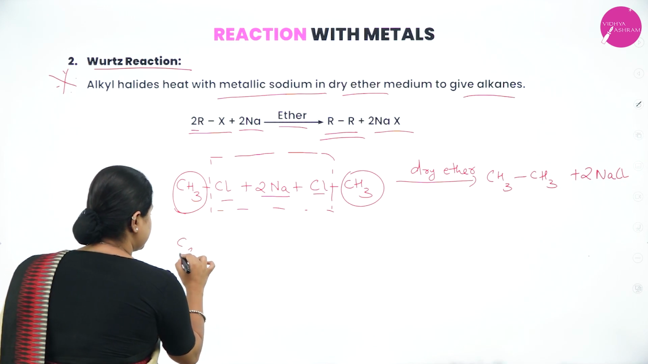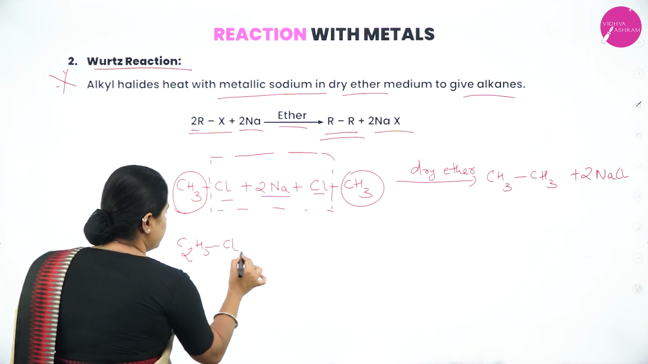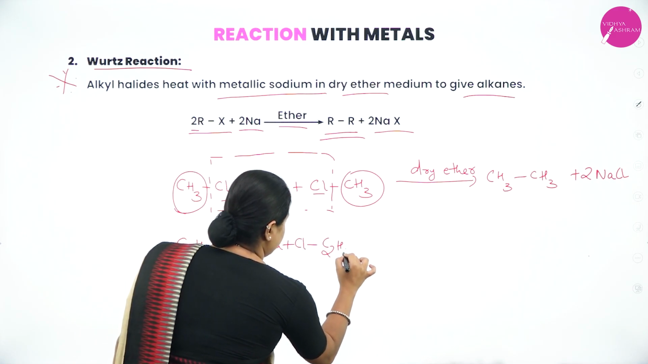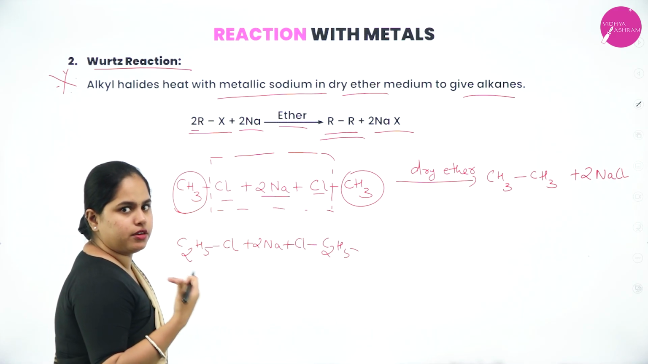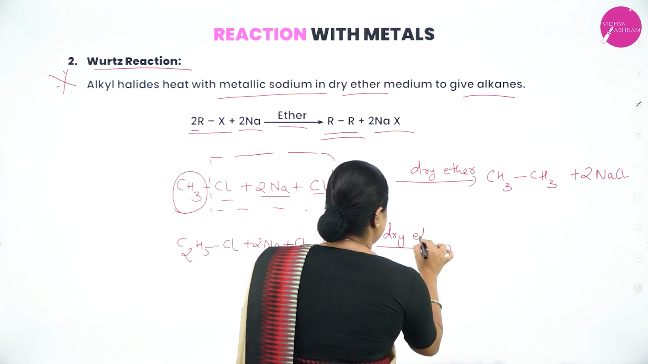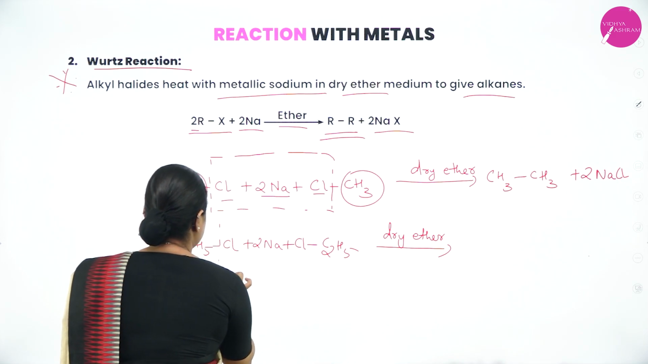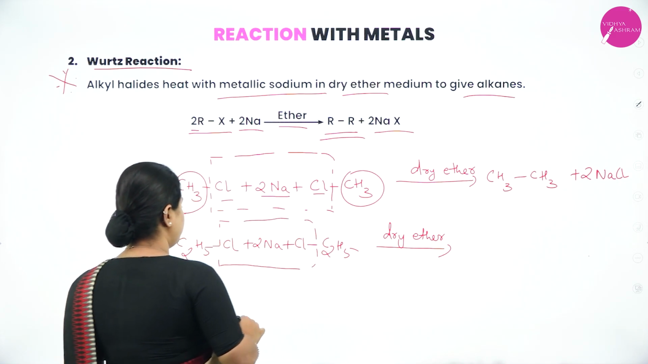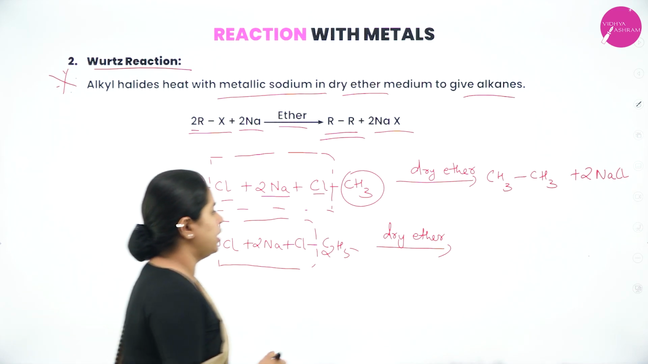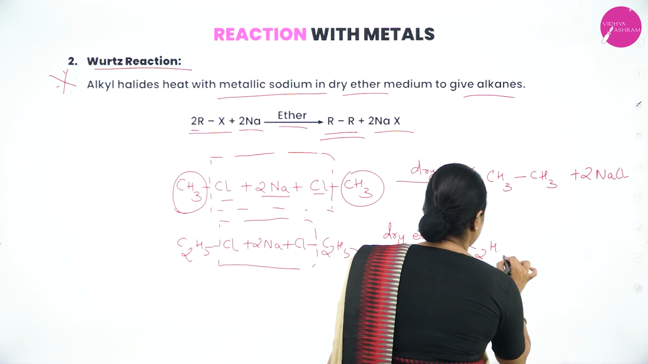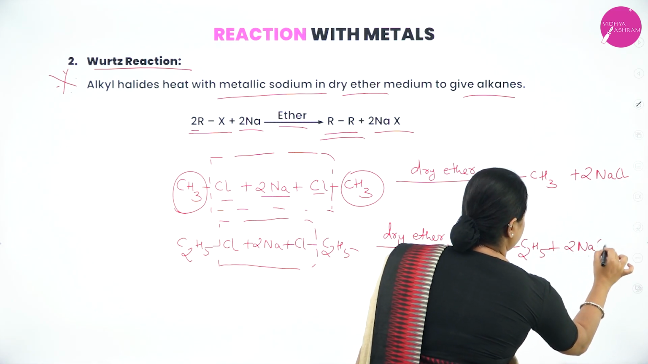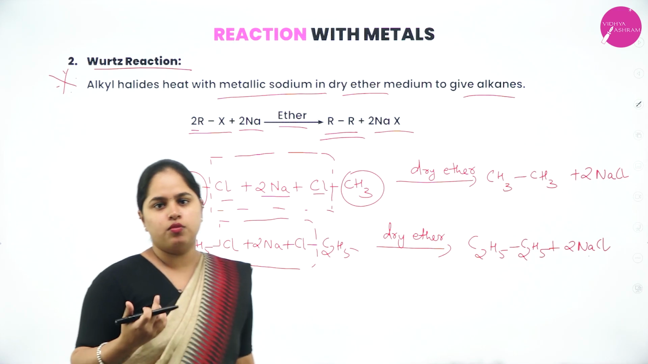Now, another example, let us take C2H5Cl, 2 moles of sodium, and Cl, C2H5. If we write in this format, it will be easy to understand. That is why I have written like this. In presence of dry ether, what happens? This much part will be removed. So you get C2H5 joined with C2H5, that is C4H10. What is it? Butane, right? What is removed from there? 2 moles of sodium chloride. So I hope it is clear. So that is Wurtz reaction.